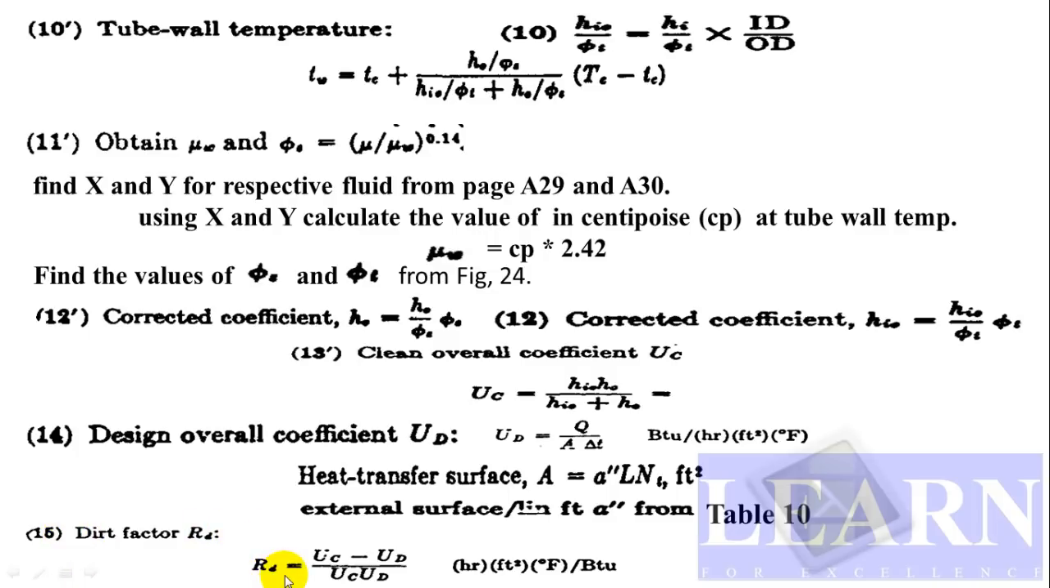RD is equal to UC minus UD divided by UC into UD. We know UC from here and UD from here, so we find the value of RD. At last, we need to compare the RD given in the question with the one we have obtained. If it is not close, we need to check the pressure drop again, which we'll discuss in the next session. So this is the methodology to solve a problem on heat exchangers.